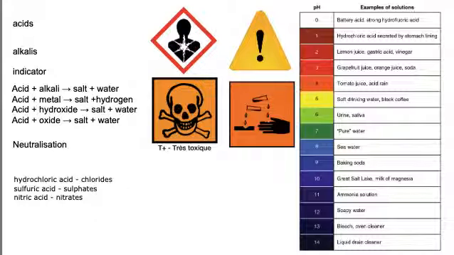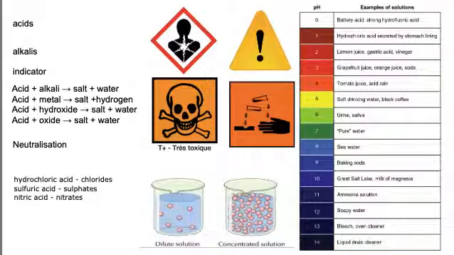Next, we've got the types of salt that we make. Hydrochloric acid always makes a chloride. So whichever of those 4 reactions we had above, if we had hydrochloric acid with magnesium, we would end up with magnesium chloride and hydrogen. Sulfuric acid makes sulfates. So magnesium plus sulfuric acid would make magnesium sulfate and hydrogen. Nitric acid makes nitrates. So if you had magnesium with nitric acid, you'd make magnesium nitrate and hydrogen.